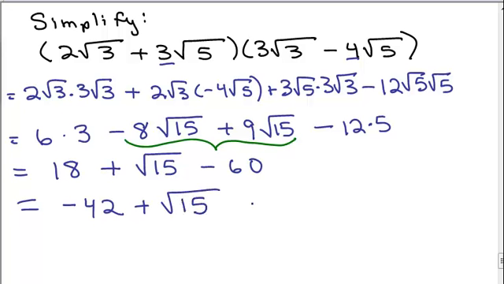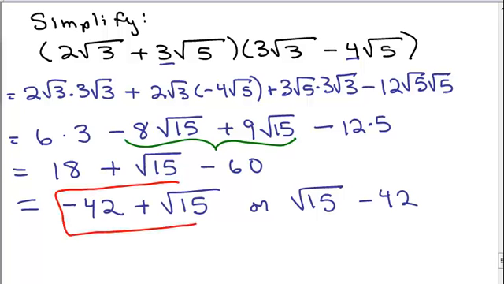And you could also write that as square root of 15 minus 42. Just make sure you don't put the minus and 42 underneath the square root sign. Most people write the rational part in front of the square root, so negative 42 plus square root of 15.